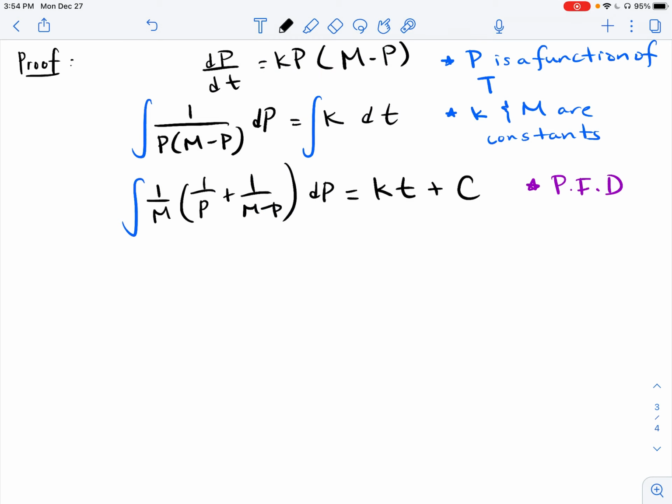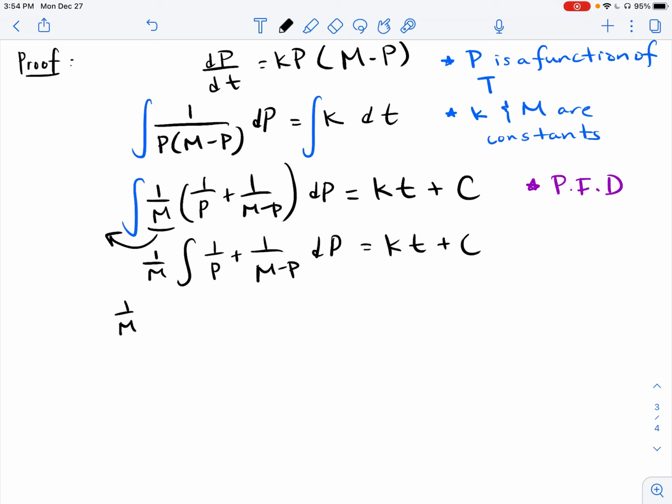All right, with the reminder that M is a constant, I'm going to move this over to the outside, so I'm going to write 1 over M. And again, I'm integrating 1 over P plus 1 over M minus P, all of this with respect to P. And I'm going to bring my right side down, okay? And now we're ready to integrate. So we've got 1 over M here, and I'm integrating 1 over P. We know that that is the natural log of the absolute value of P, minus the natural log of the absolute value of M minus P, is equal to kt plus c, okay?